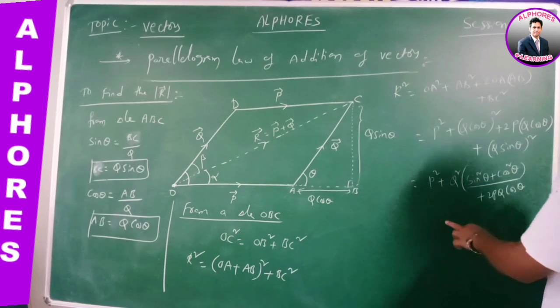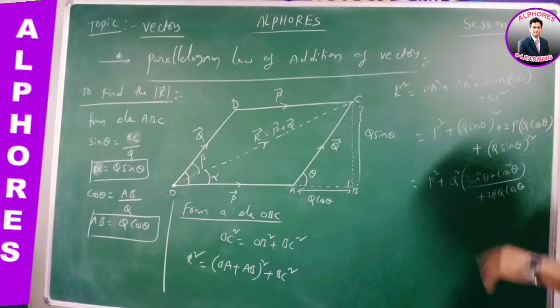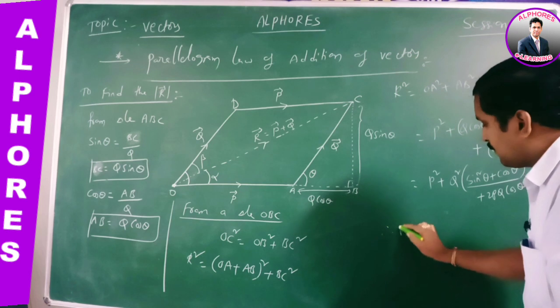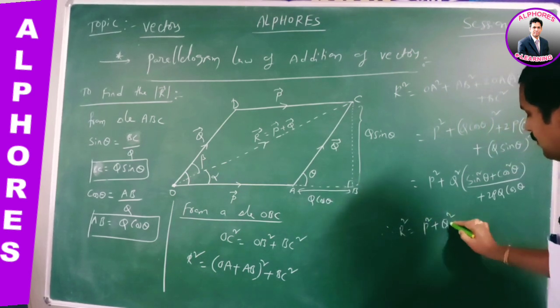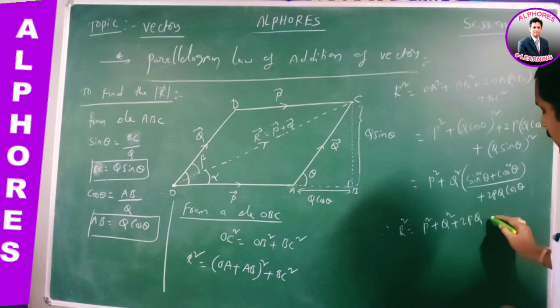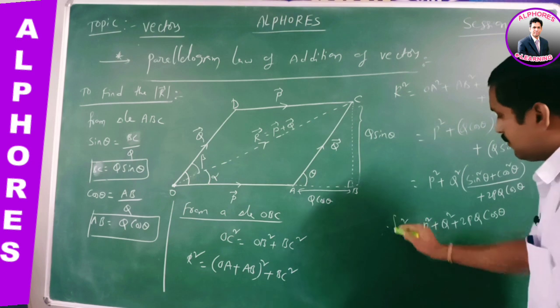What is the meaning of this value? Sin square theta plus cos square theta is, as per the trigonometric relation, 1. Therefore, R square is equal to P square plus Q square plus 2PQ cos theta.